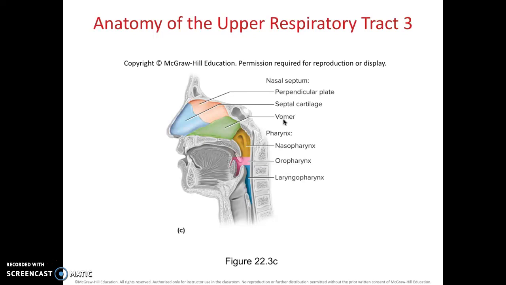So next we'll be talking about what's beyond the nose. So here we have all the different bones of the nose area. So now we'll be talking about the pharynx, which is divided into 3 different parts: the nasopharynx, the oropharynx, and the laryngopharynx.